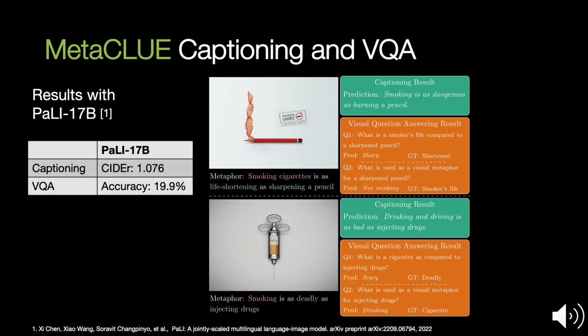In metaphor image captioning task, the input is an image, and the target is the metaphorical message in the syntactic structure, primary as relationship as secondary. We fine-tune and evaluate the state-of-the-art literal image caption model, PaLI 17B, and find the model to struggle in generating correct predictions. Similarly, we propose metaphorical open-ended VQA task, where the input is an image and a given question, and the target is the answer. We use fixed templates to generate questions. PaLI performs poorly, only achieving the average accuracy score of 19.9%.